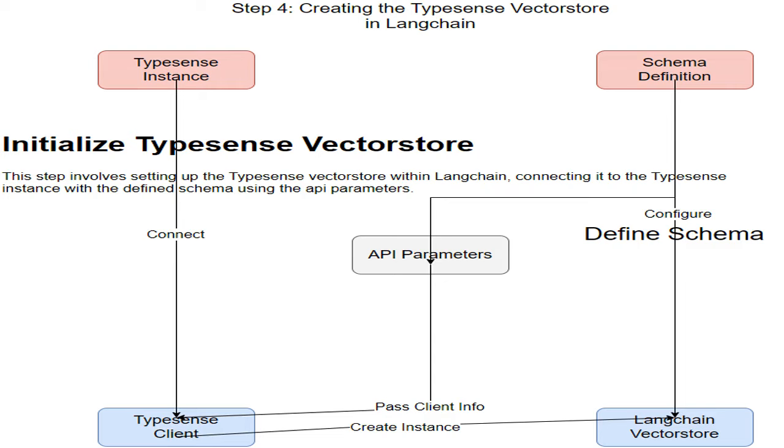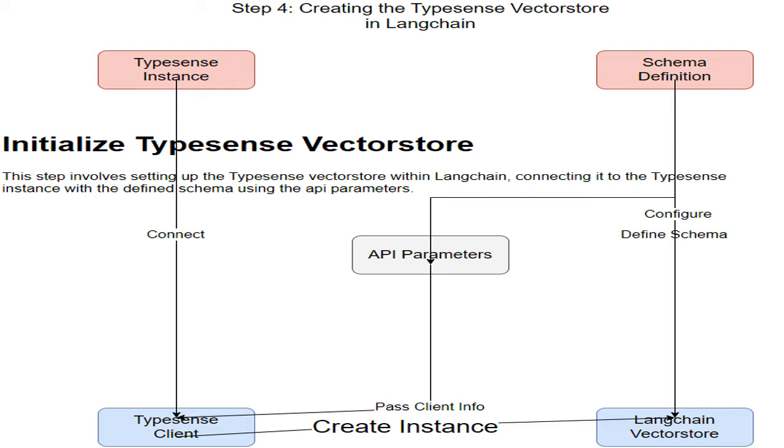Before loading data, it's essential to define the schema. It specifies the fields, data types, and indexing configurations. This is like declaring the column types in your database table. Passing the client information is like providing login credentials. The client object is instantiated with connection details. The credentials ensure secure and authorized access.